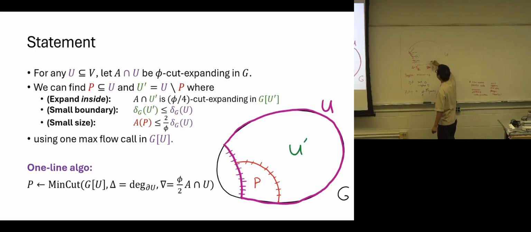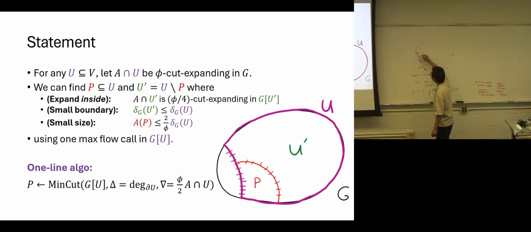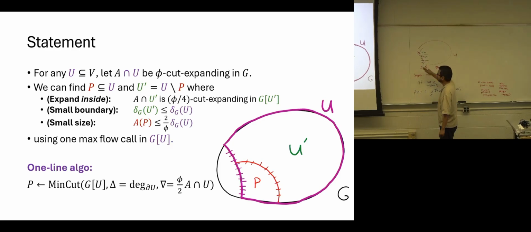Can a sparse cut just look like this? Can it be disjoint from the battery here? No, because it was expanding before. The only cut that was expanding in G but not expanding in G_U must contain these edges. Right? Because I used to count this thing and now I don't count this thing. Okay.